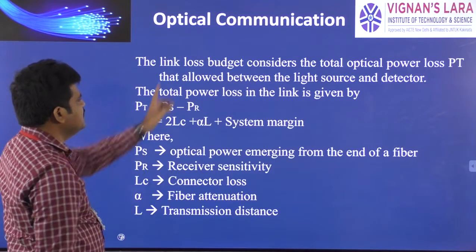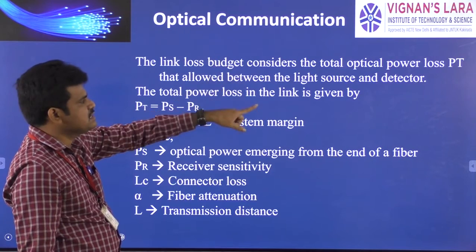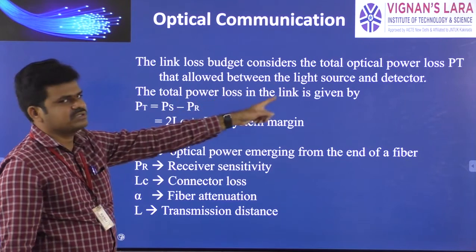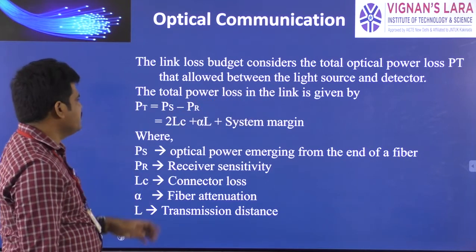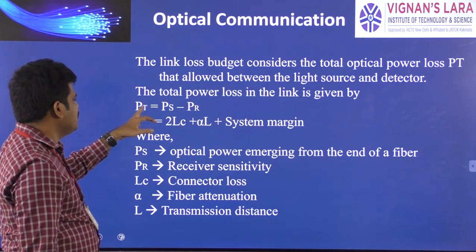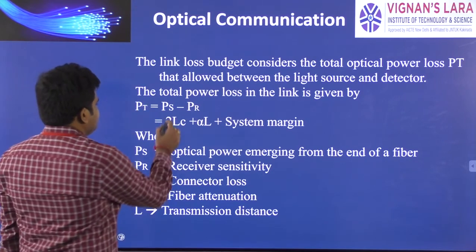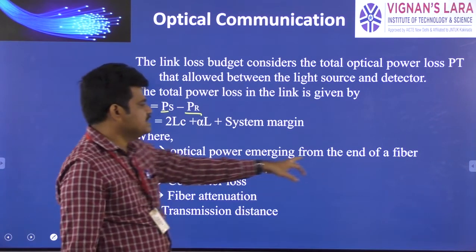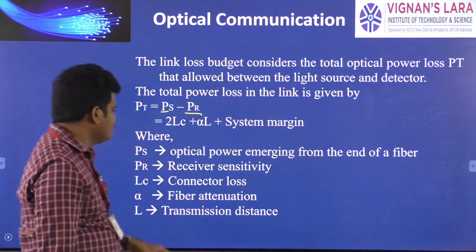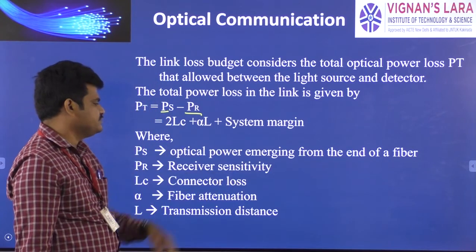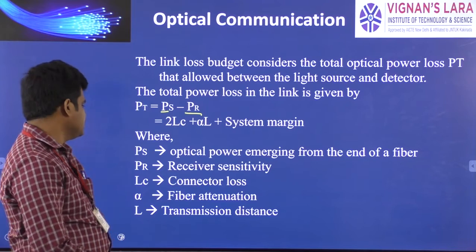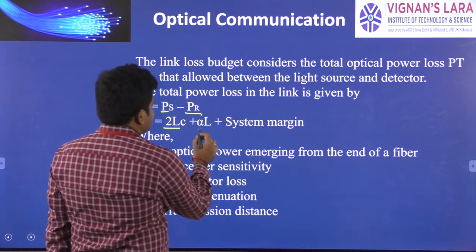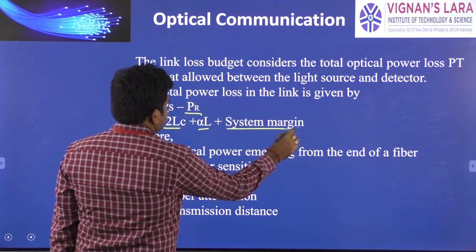The link loss budget or link power budget consists of the total optical power loss, say PT, that is allowed between the light source and the detector. What is meant by total optical power loss? It is PS minus PR. PS means the optical power emerging at the end of the fiber. PR is the receiver sensitivity. So it is nothing but 2LC plus alpha L plus system margin.